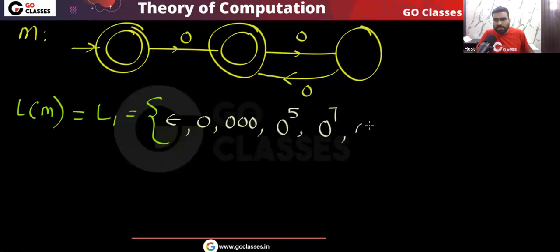0 power 7 is accepted. 0 power 9 is accepted. 0 power 11 is accepted, and so on. Okay, is this point clear? So you can see that it is basically 0 power odd.